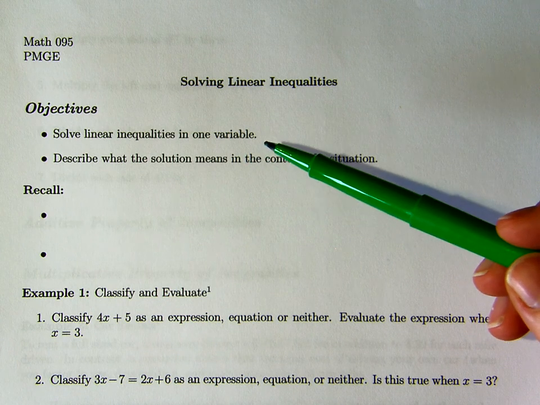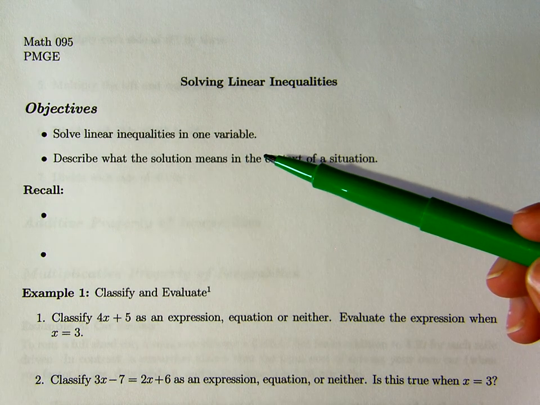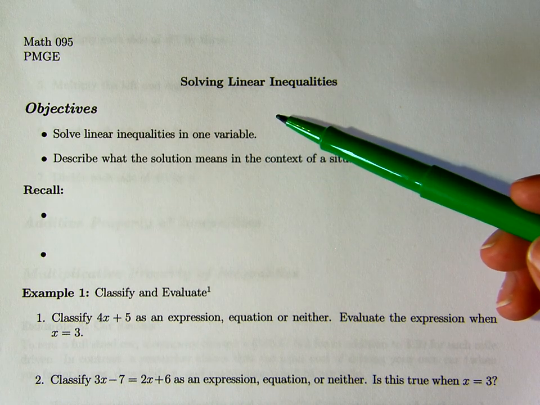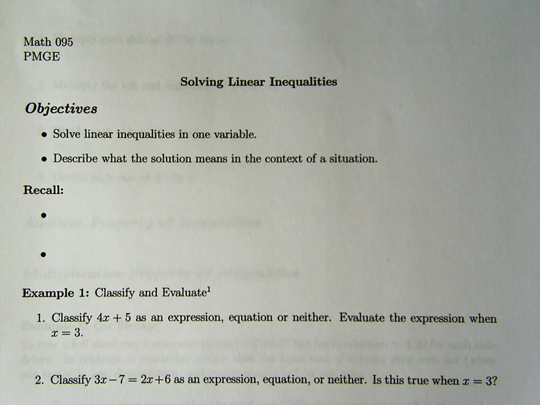We're going to solve linear inequalities, and they're going to have one variable. So I know that lines can have two variables, but these inequalities will have one variable. So, a couple of recalls.